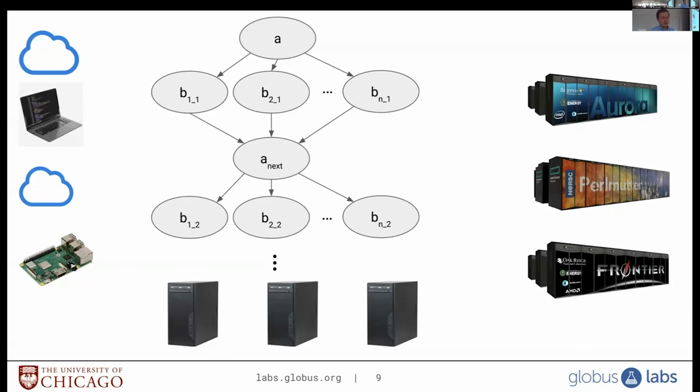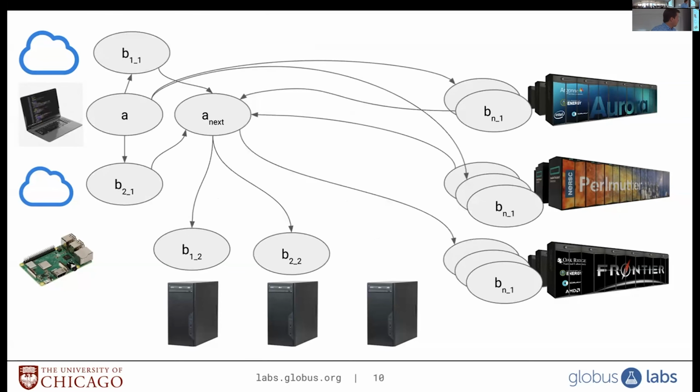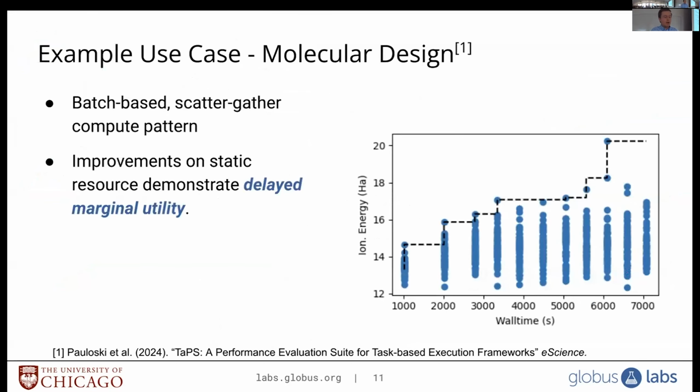So what does this kind of look like? Right now, we're focusing our efforts on these large scatter-gather operations where you have some centralized compute, then you're sending out a bunch of tasks, getting results, and kind of repeating this process. And so we're just placing those different individual compute jobs where they will run best. One use case we have is this molecular design workflow, which is from this TAPS framework, which Greg will talk about in a little bit. But basically, it's the same batch-based scatter-gather operation.